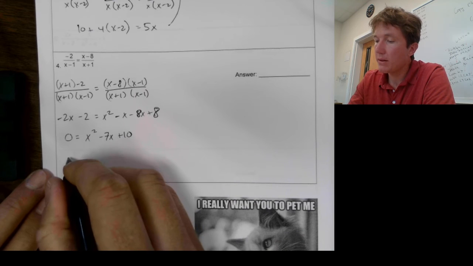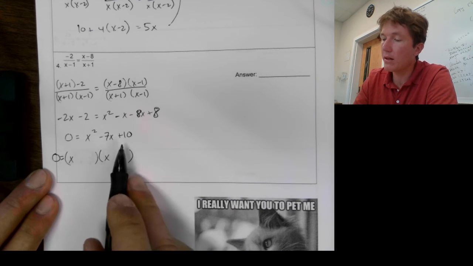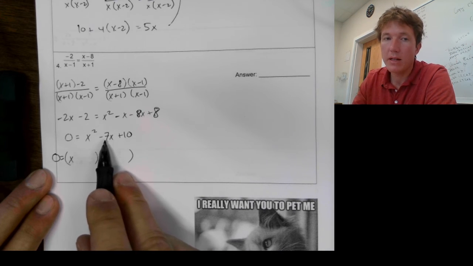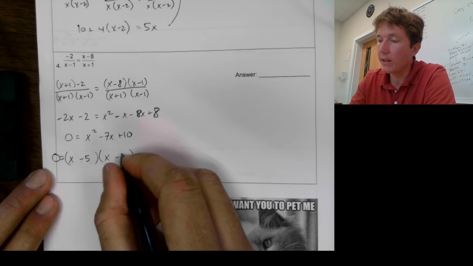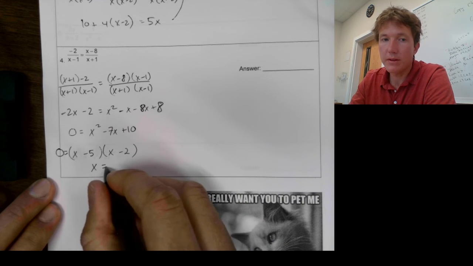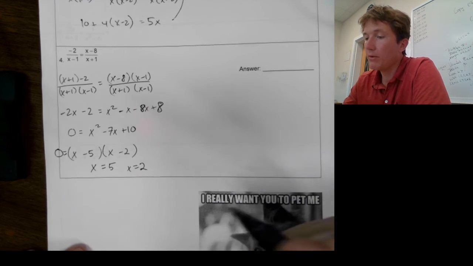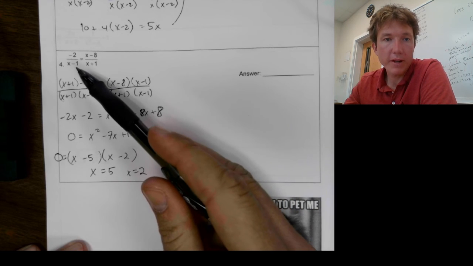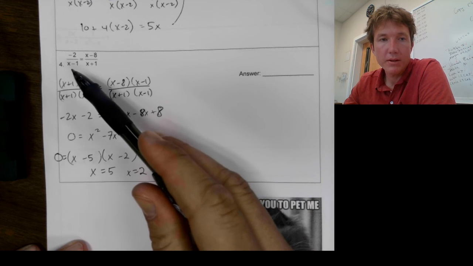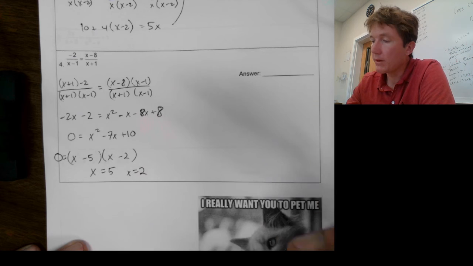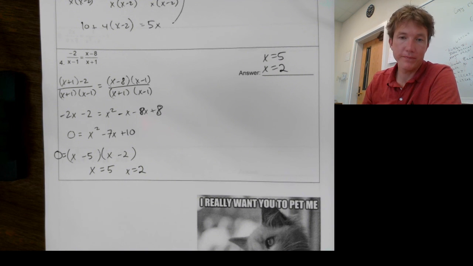So then factor this part. This will be 0 equals x times x. What two numbers multiplied get 10 and add together to get negative 7? Well, it has to be two negative numbers. So it's going to be negative 5 and negative 2. So I have two solutions so far, x equals 5 and x equals 2. And then we'll plug these in to see if they work. If I plug in 5, 5 minus 1 is 4, 5 plus 1 is 6, that works. 2 minus 1 is 1, 2 plus 1 is 3. So these both work. So I have two solutions, x equals 5 and x equals 2.